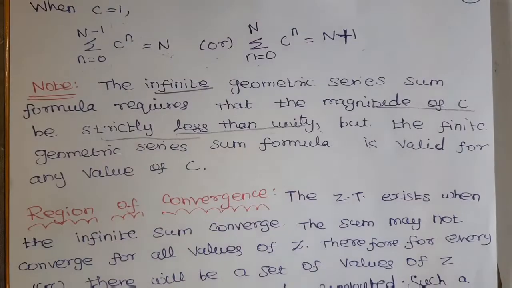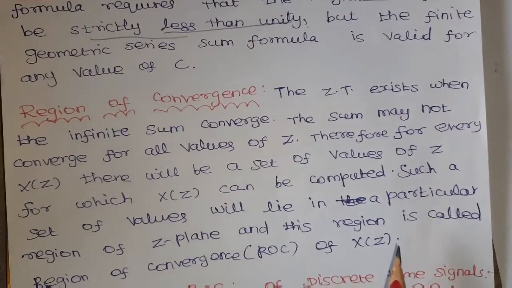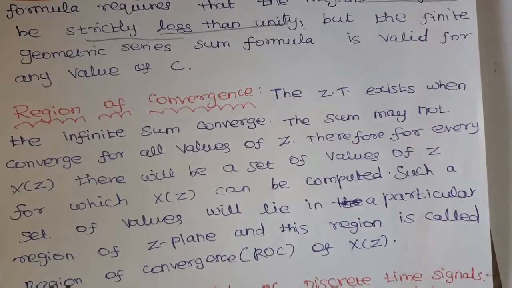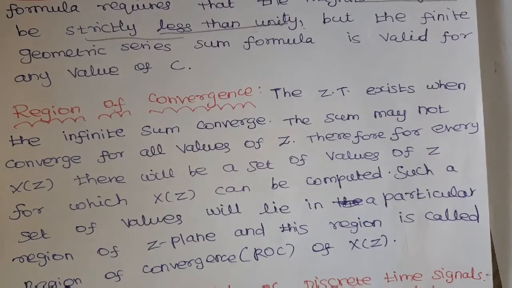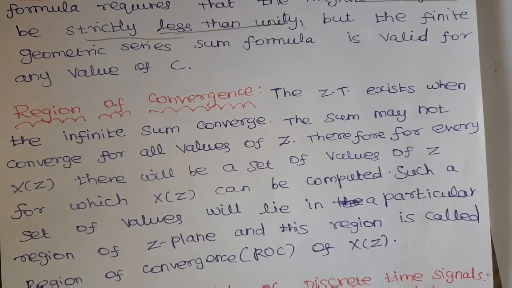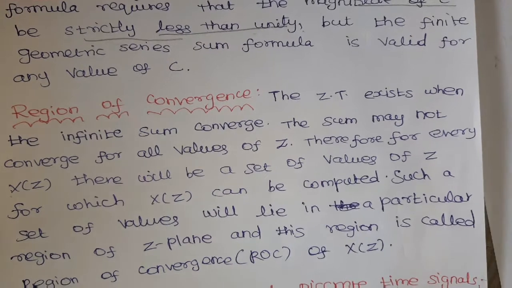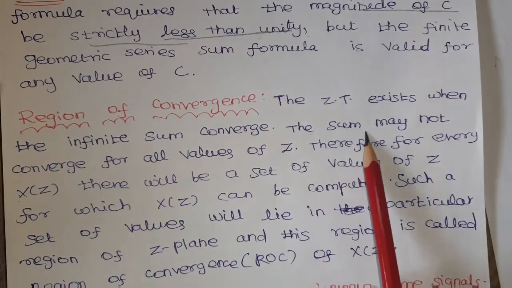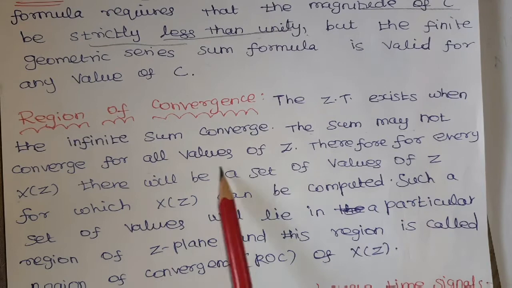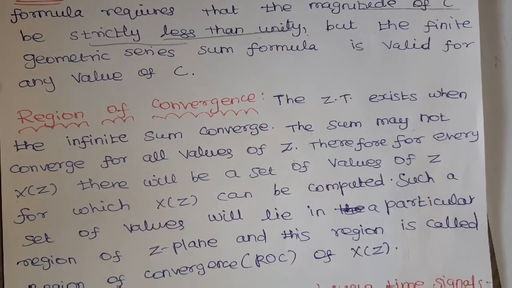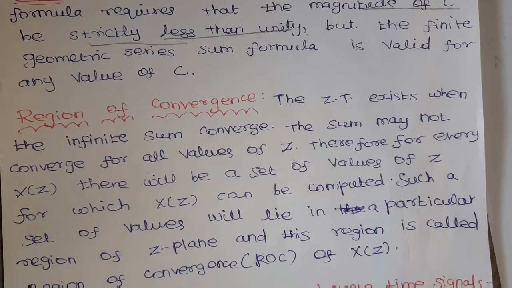So Z transform exists when the infinite sum converges. It is possible that the infinite terms may not converge to a finite value for Z. So the sum may not converge for all values of Z. It cannot converge for a particular value of Z.